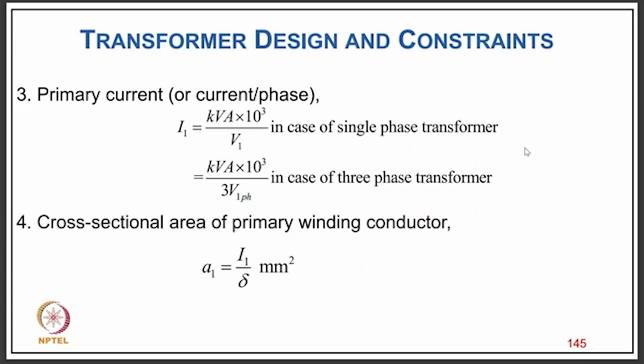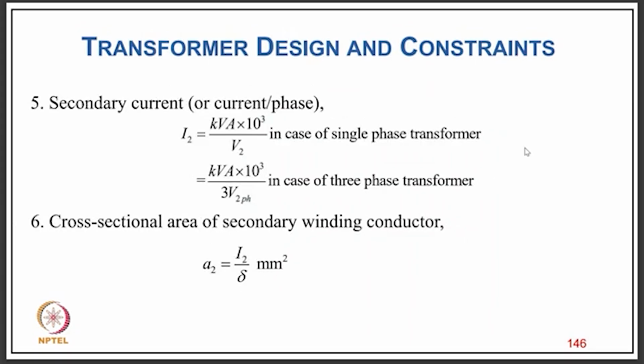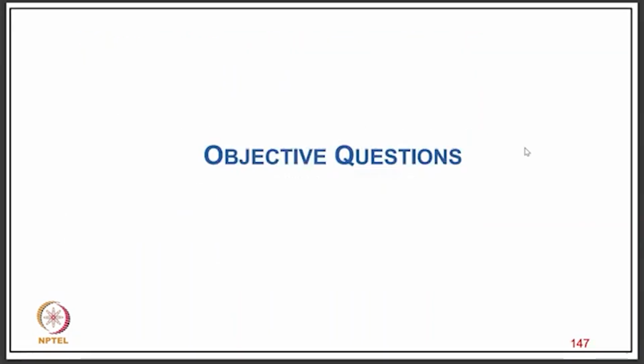So primary current will be your current per phase, that is I1 equal to kVA into 10 to the power 3 divided by V1 in case of single phase transformer, or kVA into 10 to the power 3 divided by 3 V1 phase in case of three phase transformer. Cross section area of the primary winding conductor will be A1 equal to I1 upon sigma millimeter square, where sigma is the current density in the primary winding. Secondary winding current will be I2 equal to kVA into 10 to the power 3 divided by V2 in case of single phase transformer, or equal to kVA into 10 to the power 3 divided by 3 V2 per phase in case of three phase transformer. So cross section area of the secondary winding conductor will be A2 equal to I2 upon sigma in millimeter square.